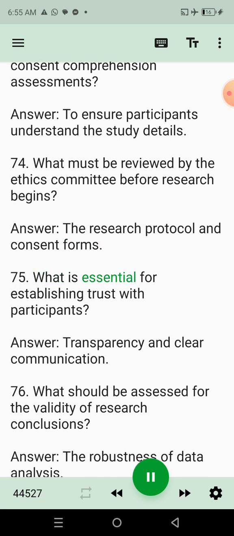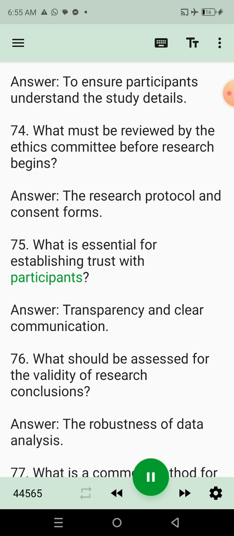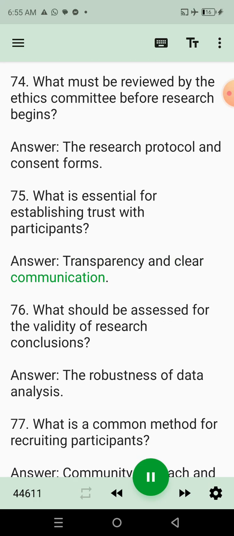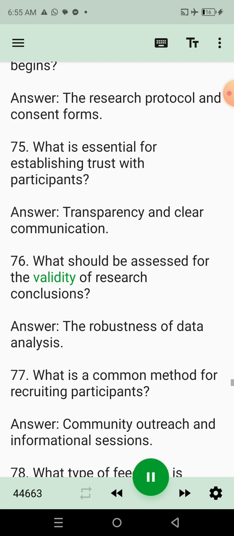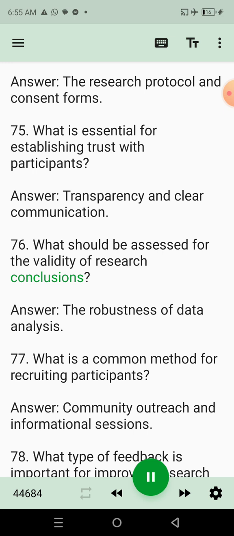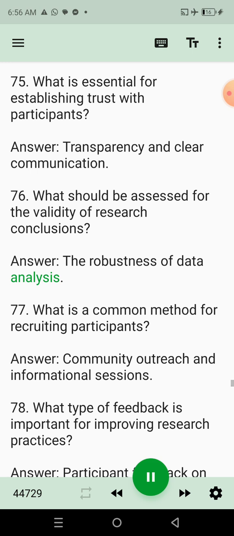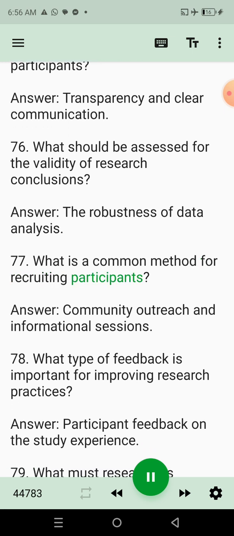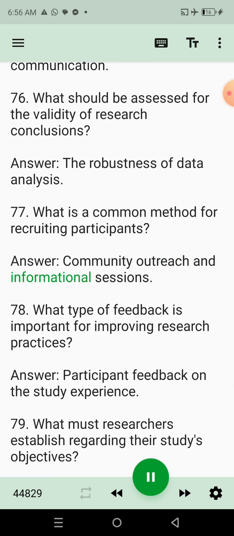75. What is essential for establishing trust with participants? Answer. Transparency and clear communication. 76. What should be assessed for the validity of research conclusions? Answer. The robustness of data analysis. 77. What is a common method for recruiting participants? Answer. Community outreach and informational sessions.